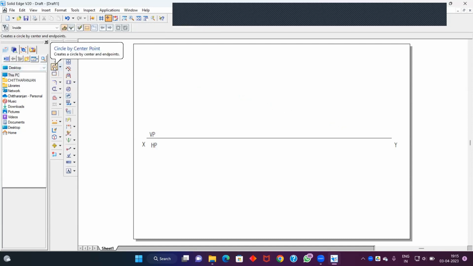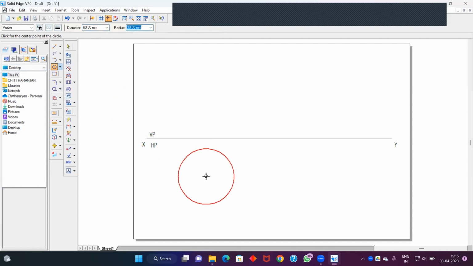Now we have to make a circle of diameter 60. Write 60 mm here. Enter. Now plot it here. The thickness of this circle must be 0.50. Now put axis for this. The thickness of this line should be 0.25 mm because it is a cone.